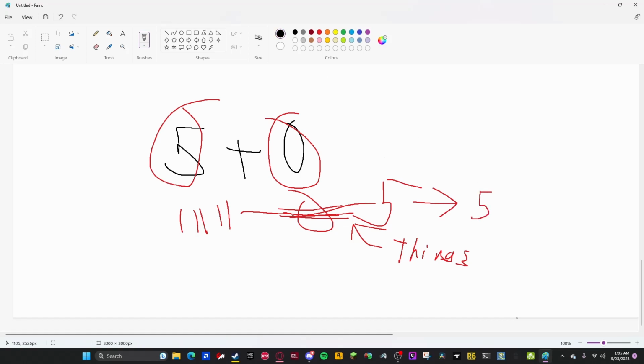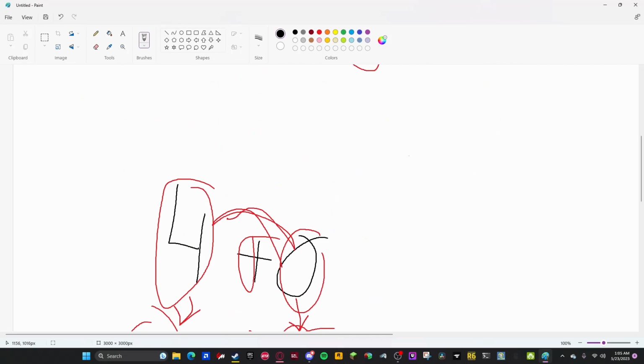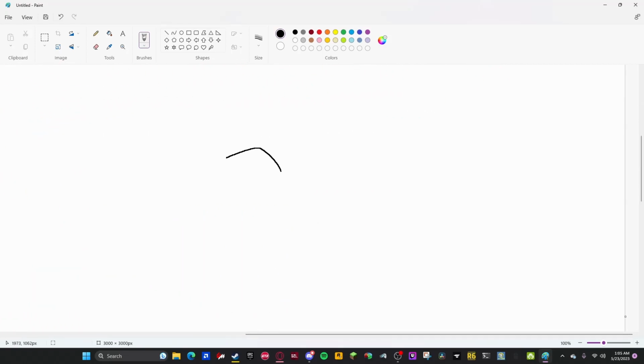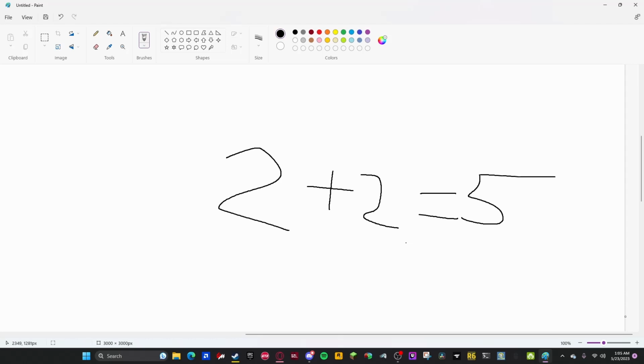So, to better answer this question, we just say 2 plus 2 equals 5. It's as easy as that. Like, I don't know why people complicate it so much. It's so easy to understand.